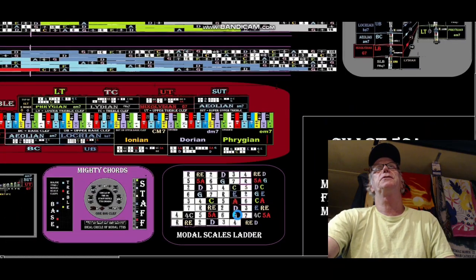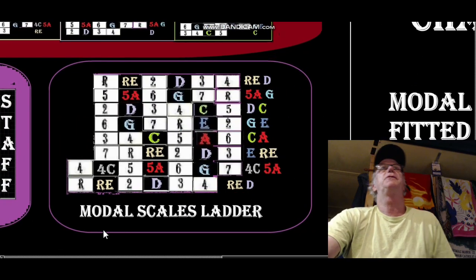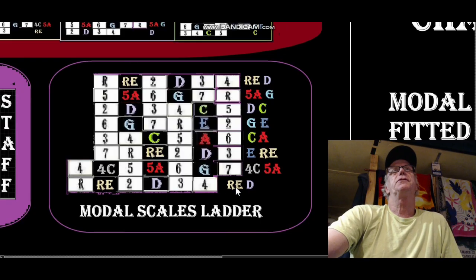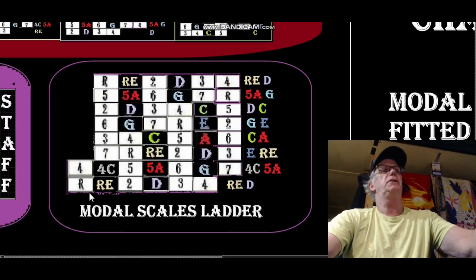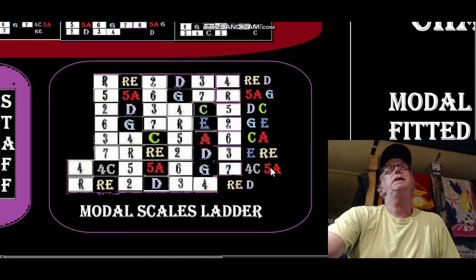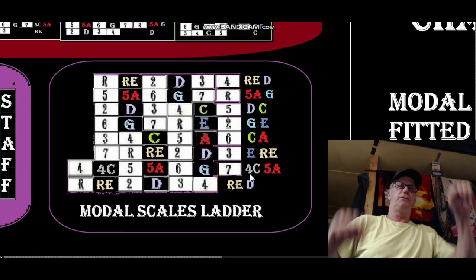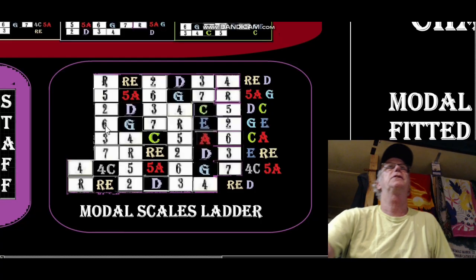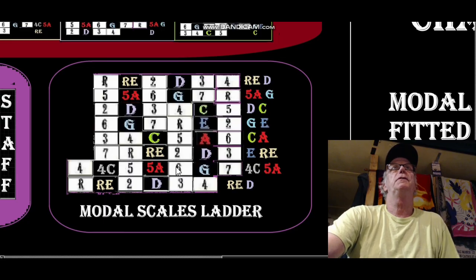So this is the master string shape stack I have for the clefs. This is modal scales ladder, but it's actually useful for the clefs. So these are the string shapes we're going to be using. The RE string shape, root 2, 3, and then D is 2, 3, 4. See how they overlap? Just that one string shape. Now up here we have the 4, C, and 5A. Now this is the ladder, so we have 4 to 4, 7 to 7, 3 to 3 here, 6 to 6, etc. We got 4, 5, 6, going to 5, 6, 7. That's the big long one, 4, C, 5A.